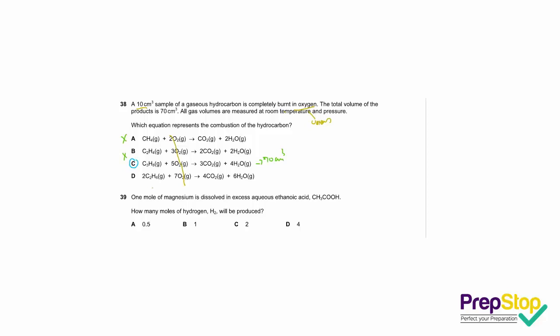Similarly, we see in option D that 2 moles of C2H6 give us 10 moles of products, which do not correlate to the information given above.